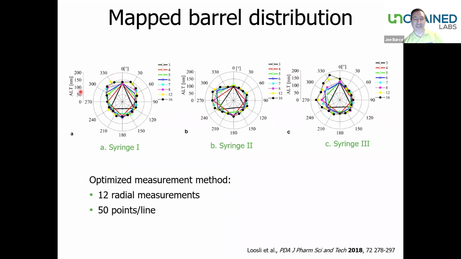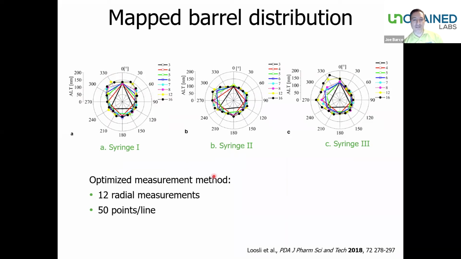ALT is average layer thickness. You'll see that in the next few slides a few times. So in a uniform syringe, you're getting a picture about what the distribution actually is, and their determination was that 12 times around the barrel was enough to get about 96% and above of the total amount of silicone within the device.